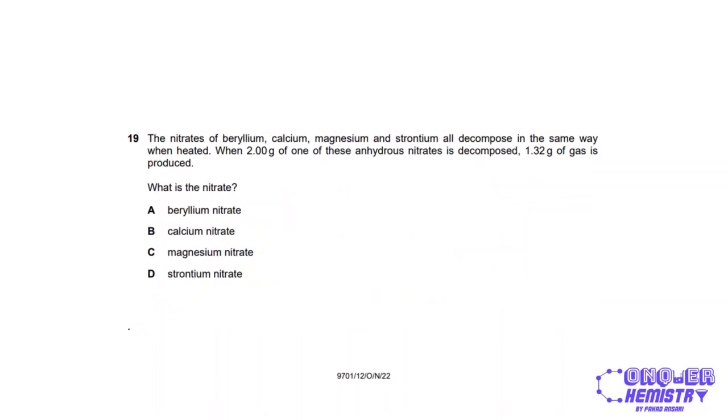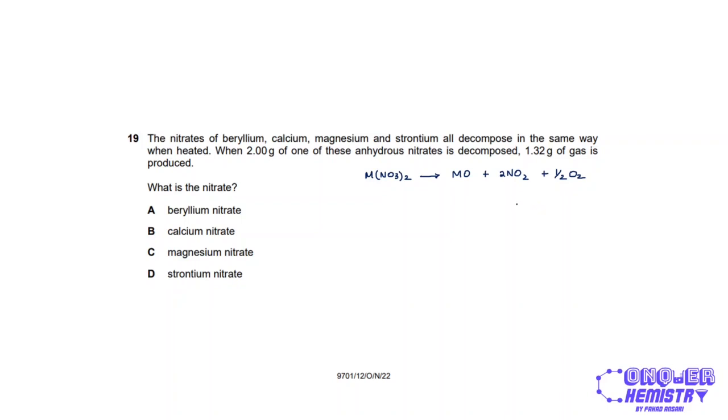Now this question over here is a killer. Over here you have the nitrates of beryllium, calcium, magnesium, and strontium. They all decompose in the same way. These are group 2 metals, and we know that the general formula for a group 2 nitrate is M(NO3)2. Now these decompose and we get 3 products: the metal oxide, nitrogen dioxide, and oxygen. And this is the general equation for all group 2 metals.